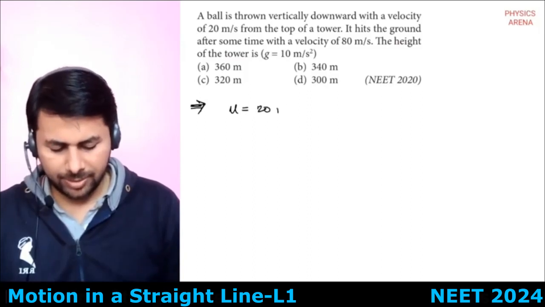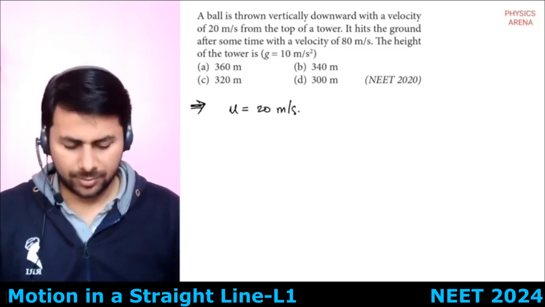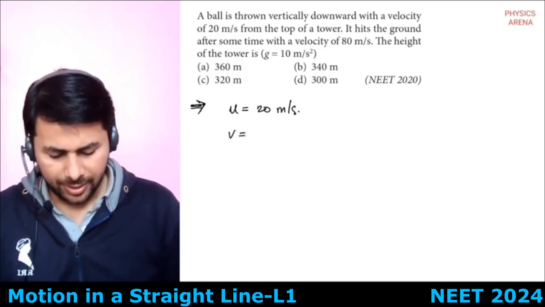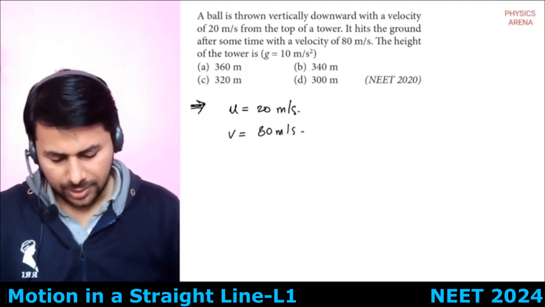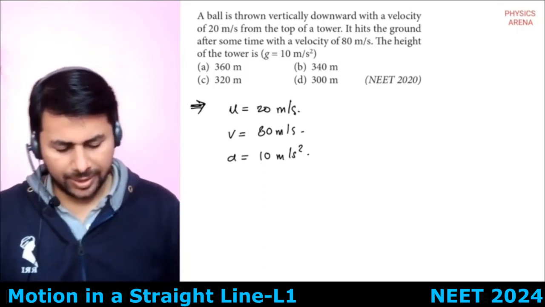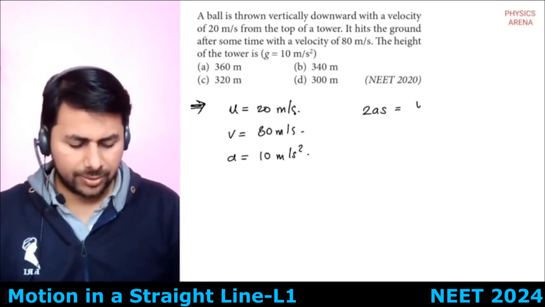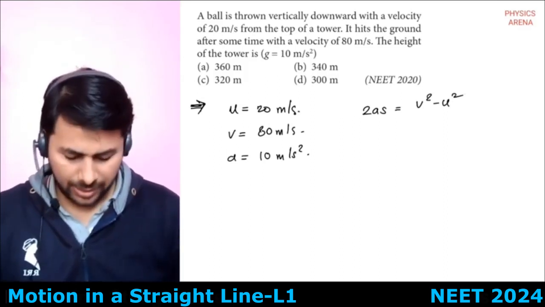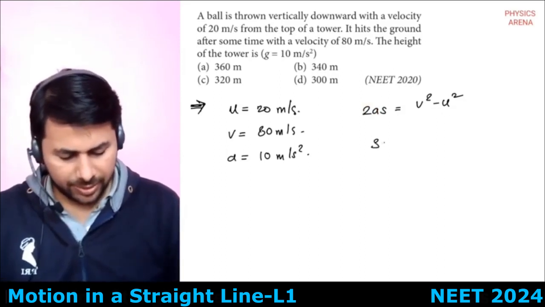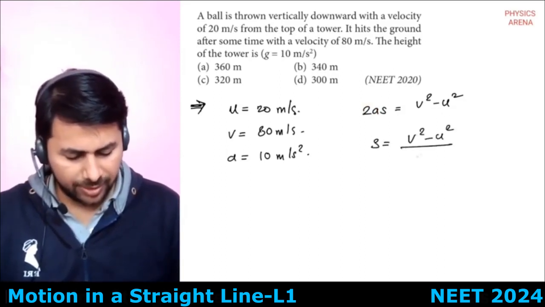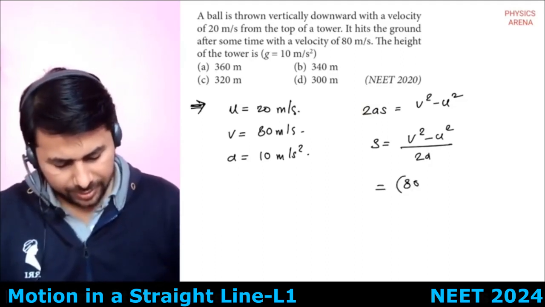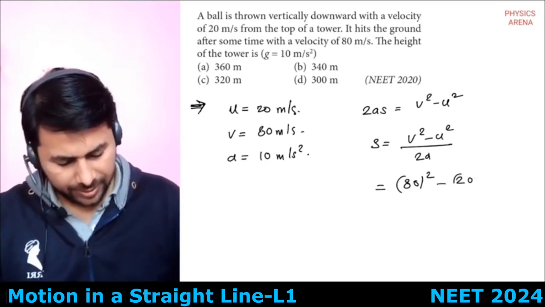u is given, 20 meter per second. v square minus u square equal to 2as. v is given, and a is 10 meter per second square. We want to find s. So 2as is equal to v square minus u square, and s will be equal to what? Take that 2a on the other side. So s is equal to v square minus u square divided by 2a. So v is 80, 80 square minus 20 square.